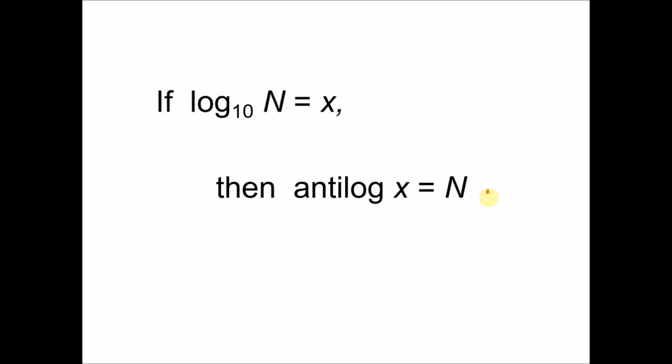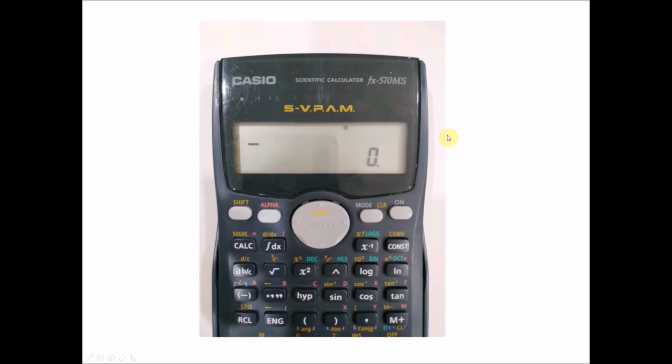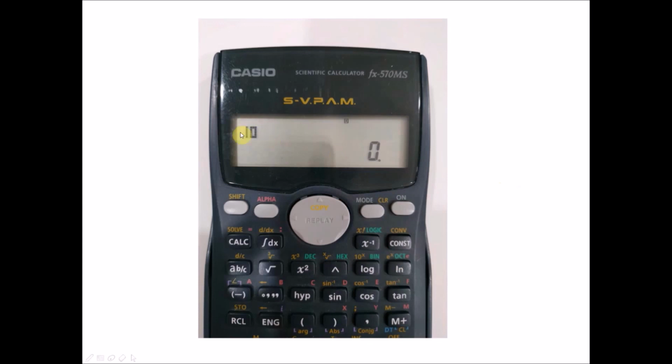We look at some examples here. Example number 1, determine the values of the following. Find the antilog of 5. We can use a calculator to help us find the values. Remember, when we want to find log, we use this key here. But if we want to find antilog, the first thing you have to do is press shift and then press the log key here. So the screen here will show this.